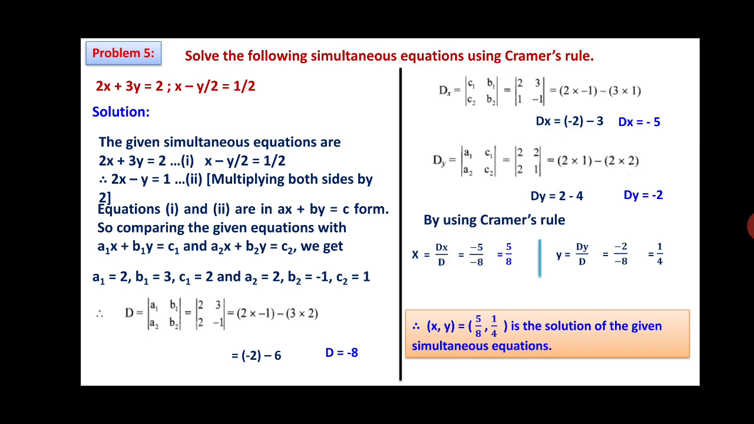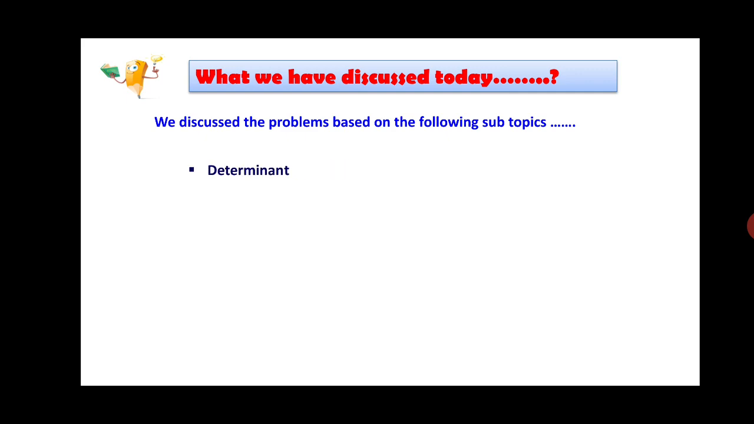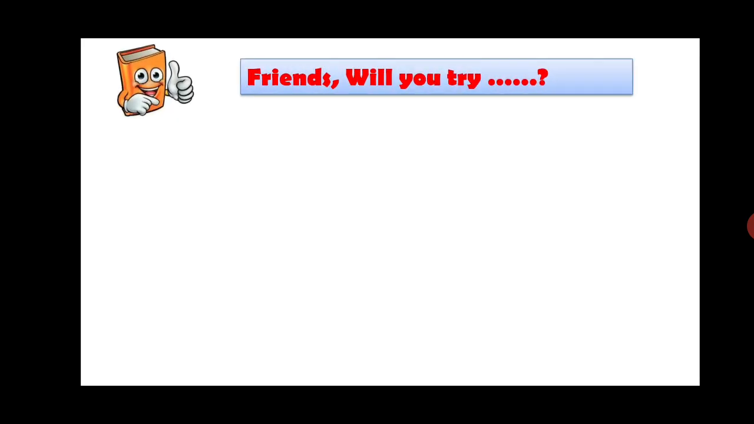I think I have considered different types of problems here. In the textbook you will get more and more problems. Try them. So friends, what we have discussed today is determinants and Cramer's rule, that is the determinant method to solve linear equations in two variables, and a few problems based on this content. Friends, here are a few problems for you. I discussed today a variety of problems on Cramer's rule. If similar problems are there in the textbook, you have to attempt them at home.